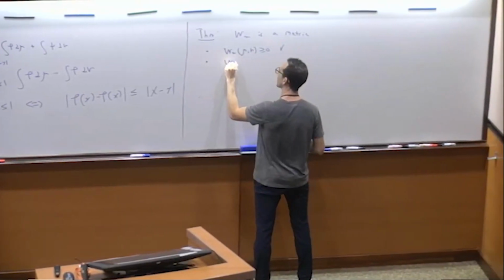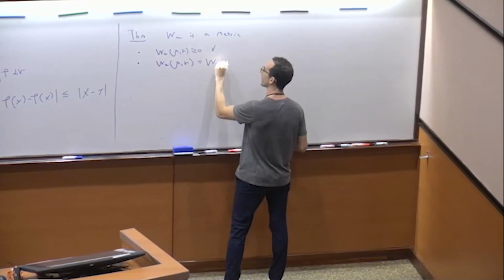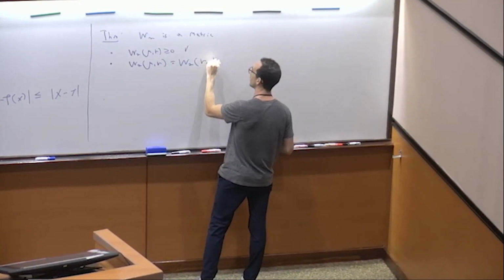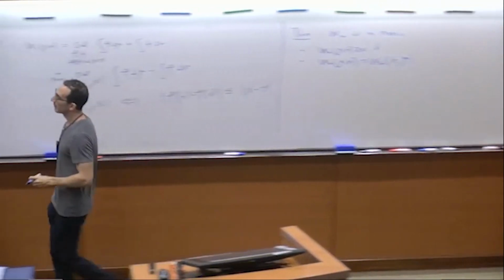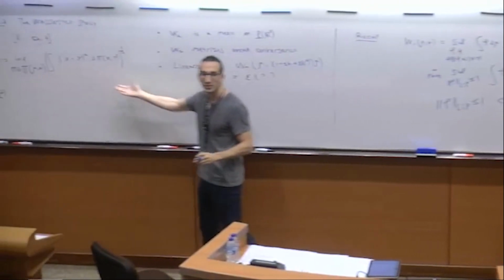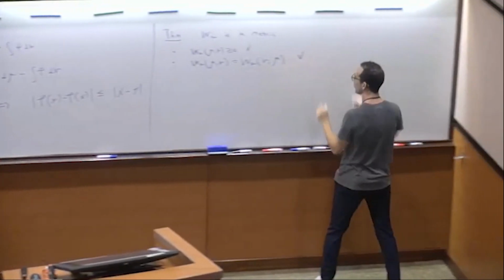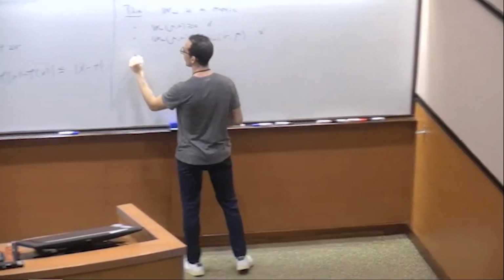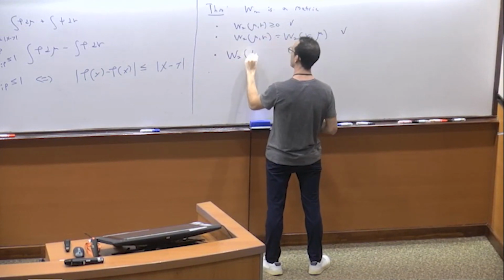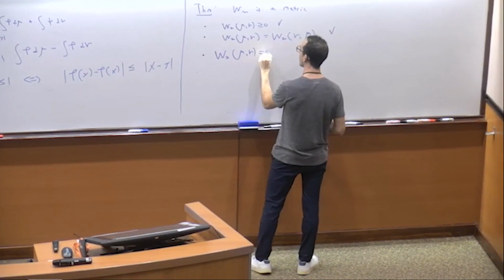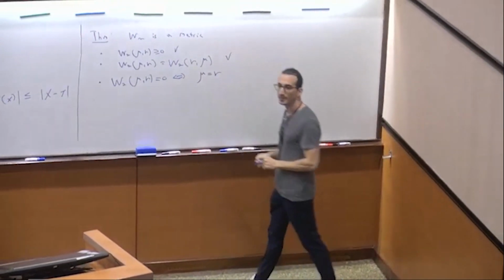We also need to check symmetry, that if we exchange the roles of nu and mu, then we get the same result. But that's also clear from the definition of the distance. So that's okay too. The next one is to check that the distance between mu and nu is 0 if and only if mu is actually equal to nu.